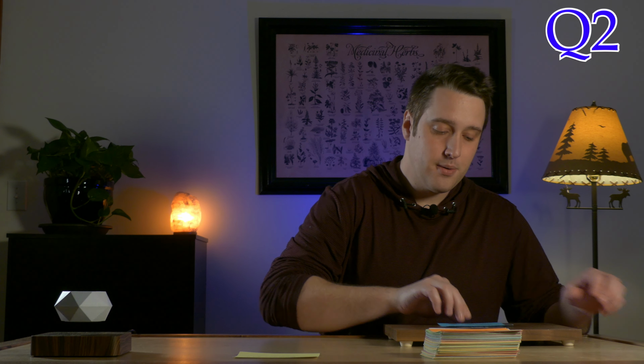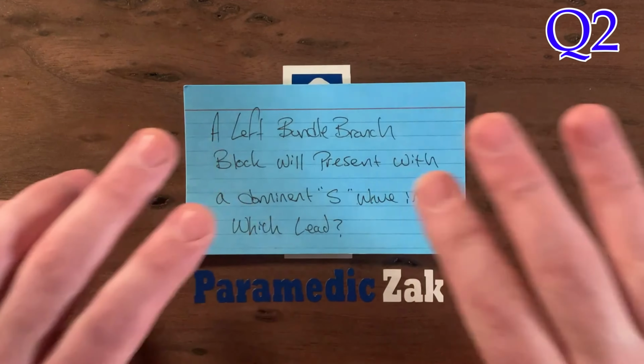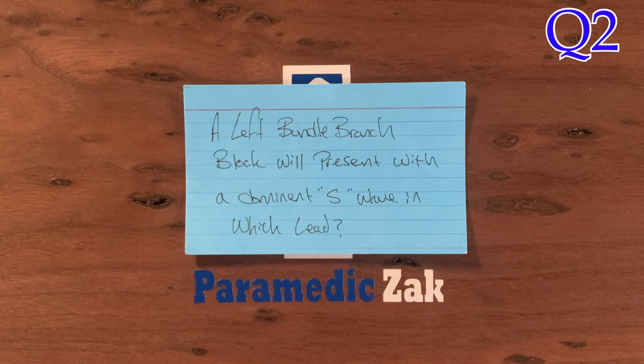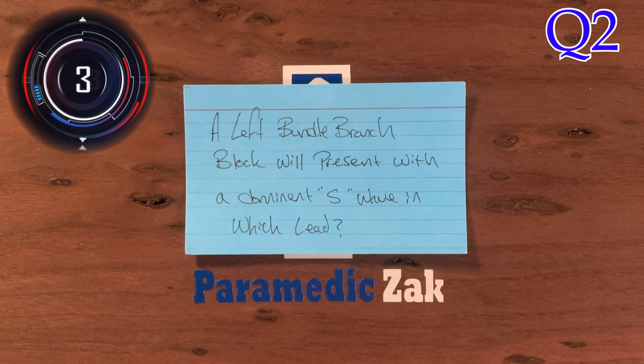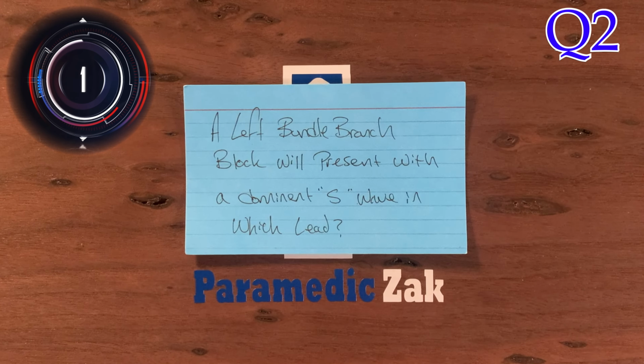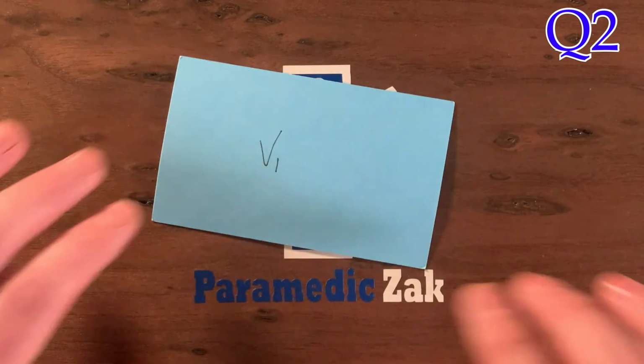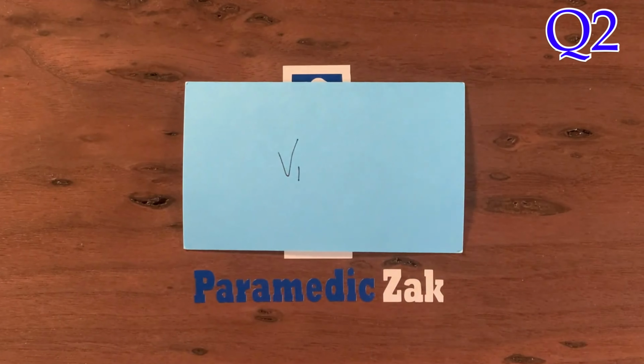Question 2. A left bundle branch block will present with a dominant S wave in which lead? So you're going to look for a dominant S wave in lead V1 when you suspect a left bundle branch block.